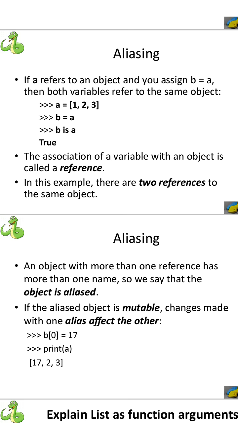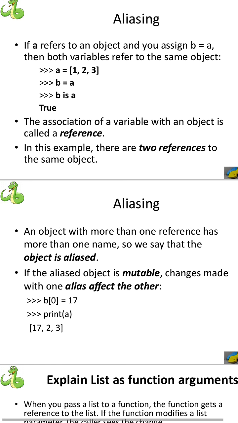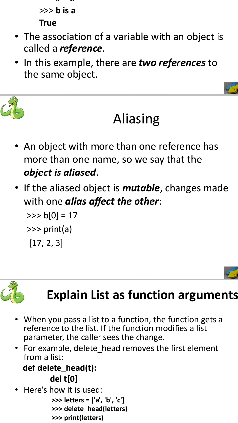The association of a variable with an object is called a reference, and in this example we have seen two references to the same object. They are A and B. If an object has more than one reference, then it has more than one name. So we say that the object is aliased.